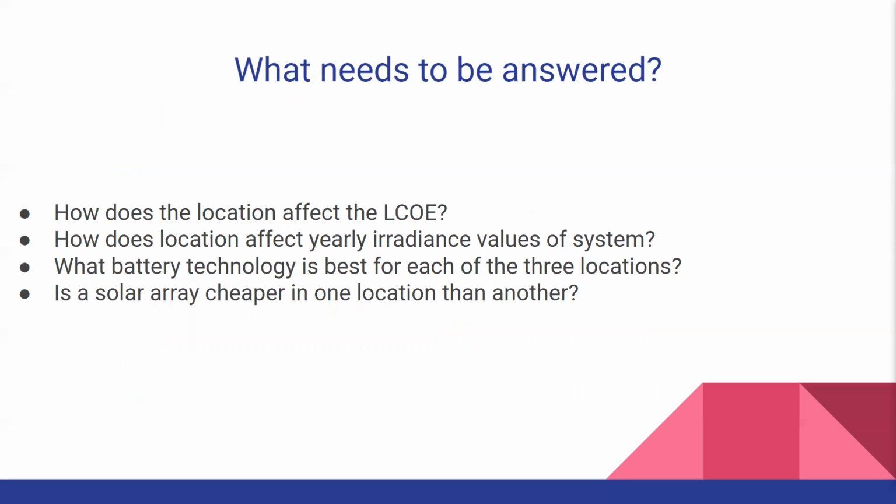The questions that need to be answered: how does the location affect the LCOE? How does location affect yearly irradiance values of the system? What battery technology is best for each of the 3 locations? Is a solar array cheaper in one location than another?